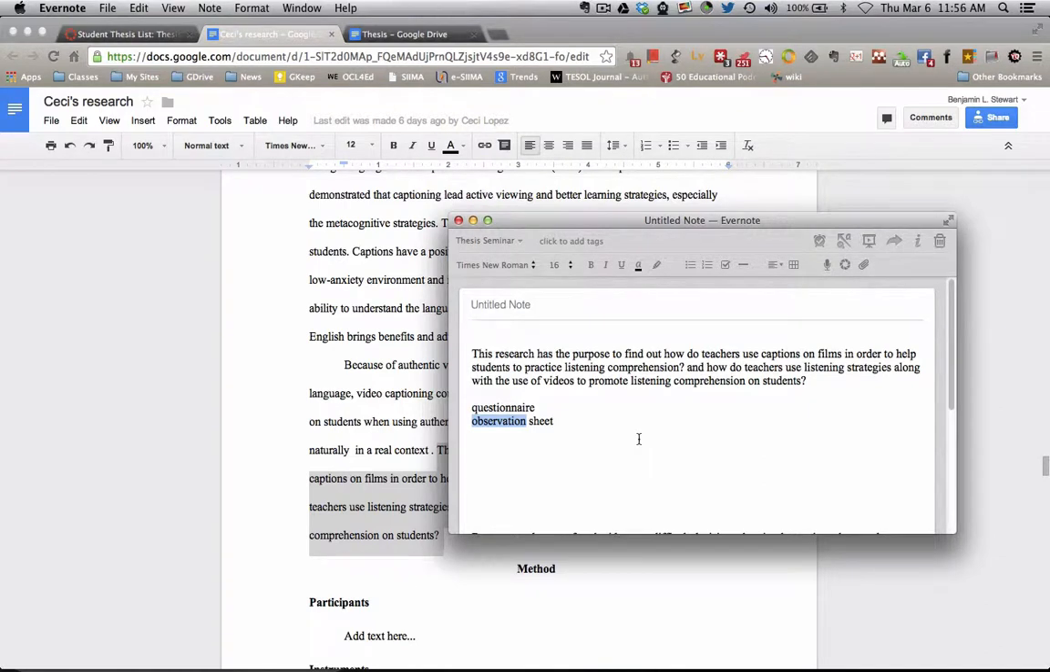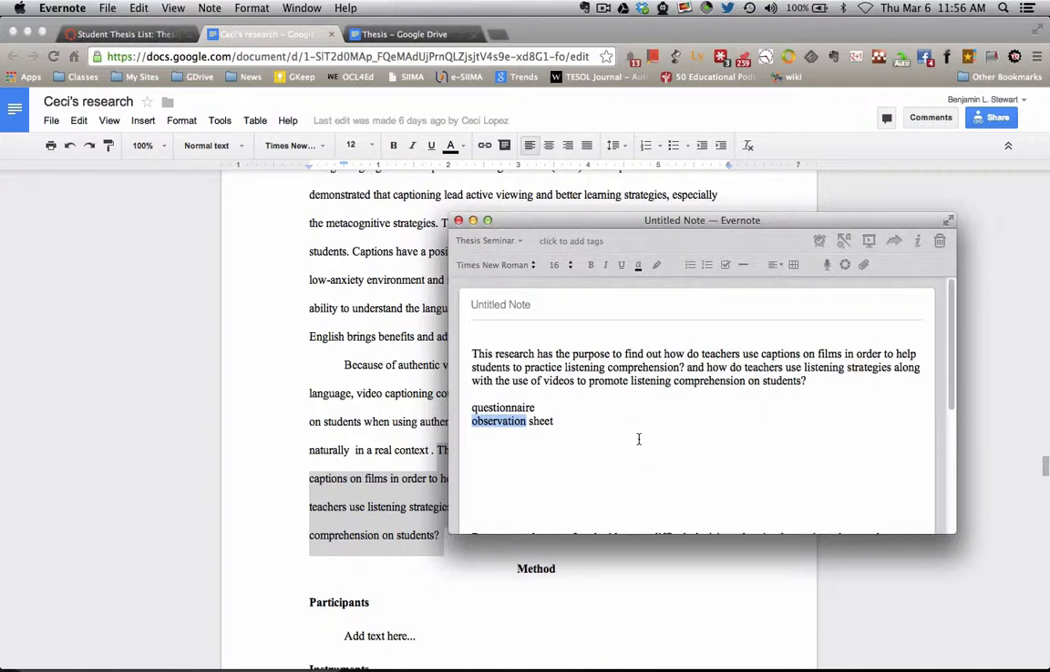Do you have any ideas for your observation sheets? Yes, well, maybe if they use the caption in Spanish or in English, maybe how long? Maybe how is the procedure of using the authentic videos? The time it takes to plan and inside the class.